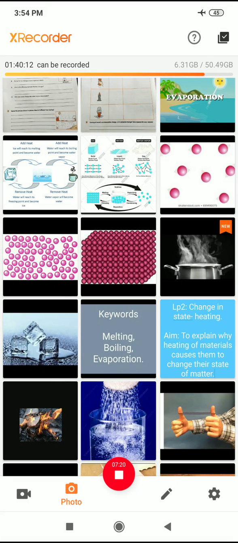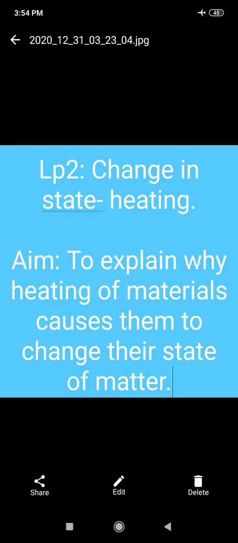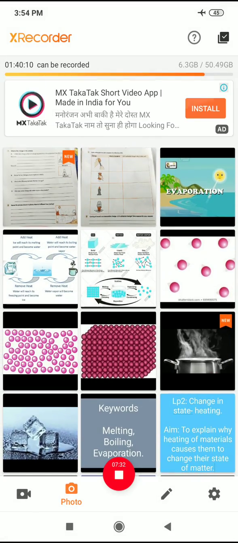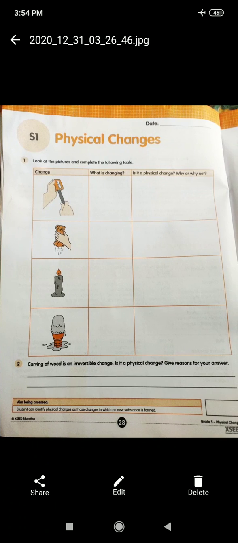This is about the three phases changing on heating: only on applying heat, the states of matter are changing. Today we have discussed heating. Next we will go through the cooling process in LP3.